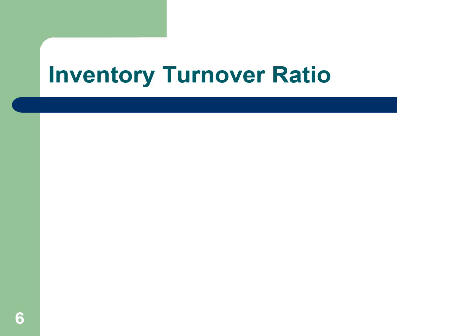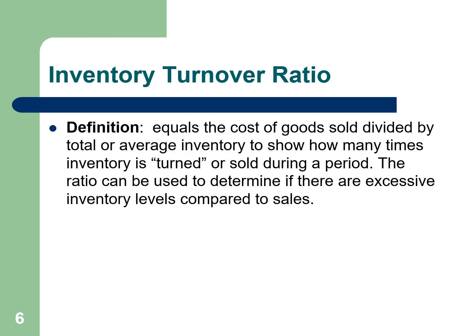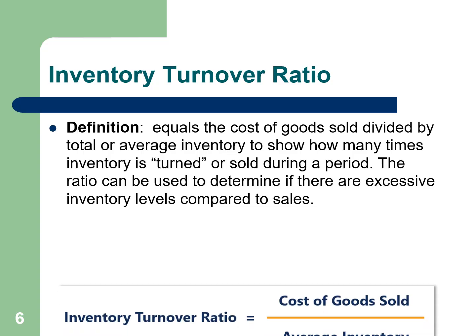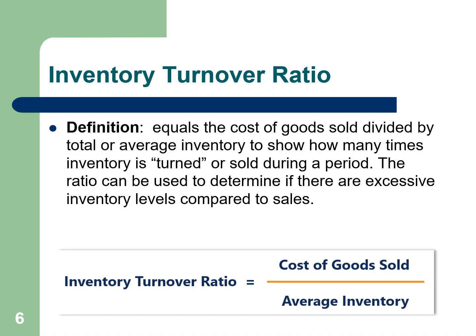Next, we have the inventory turnover ratio. This ratio gives us a sense of how effectively a company manages its inventory. It is calculated by dividing the cost of goods sold by the total or average inventory. A high turnover ratio typically suggests that a company is efficiently selling its inventory, while a low turnover might indicate overstocking or poor sales performance. It's a valuable metric to evaluate a company's operational efficiency.